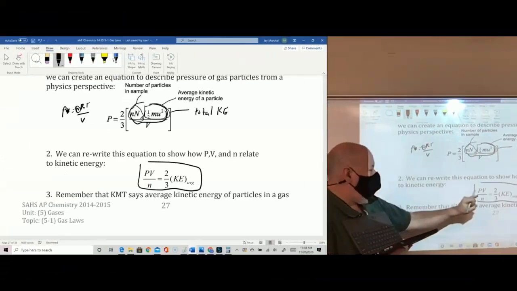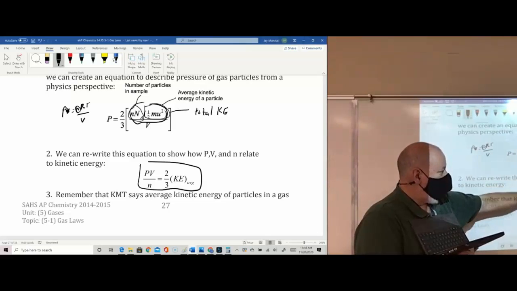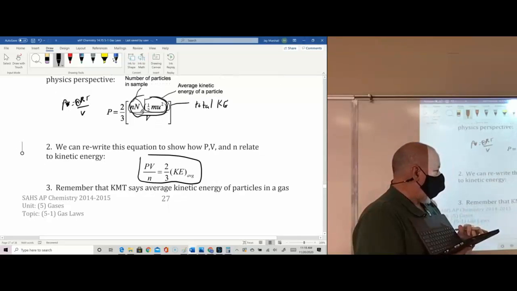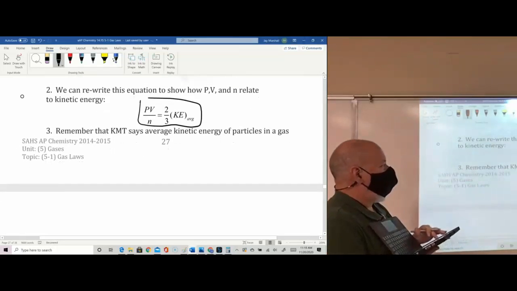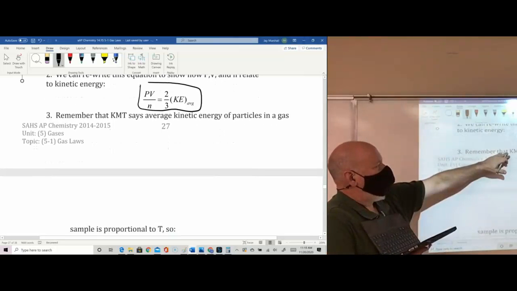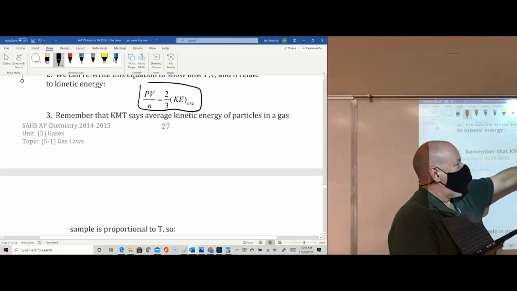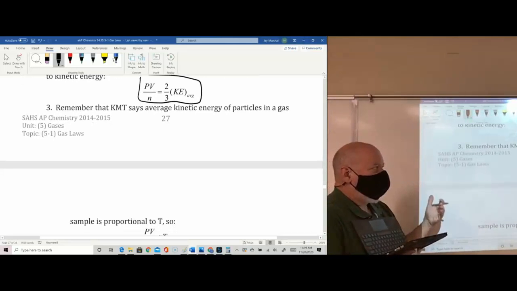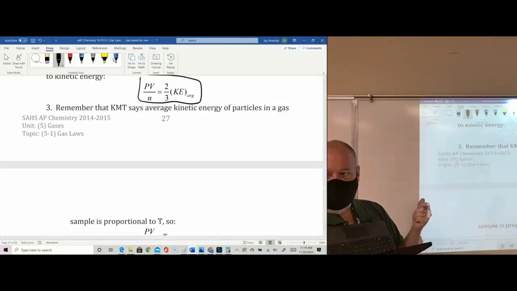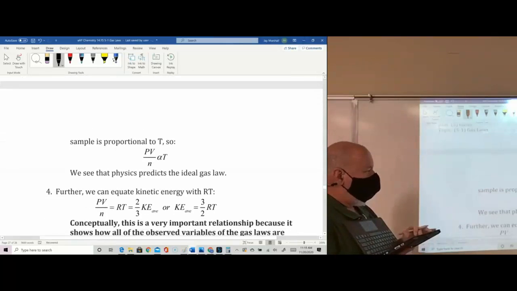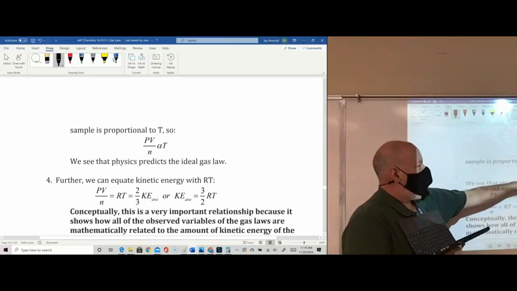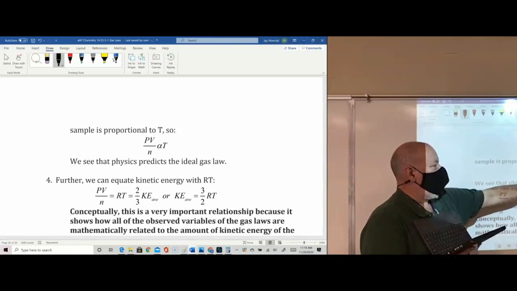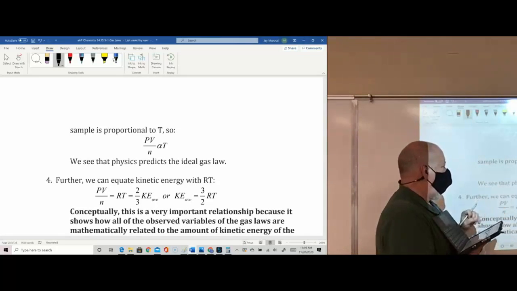So we can relate the kinetic energy to the pressure and the volume, and the number of moles. Now, we take this a step further, and we remember that the kinetic molecular theory says the average kinetic energy of particles in a gas is proportional to the temperature, right? If I increase the temperature, I'm going to increase the kinetic energy. So I can also say then that the pressure times the volume over the number of moles is proportional to the temperature. As I increase the temperature, I'm going to increase this.